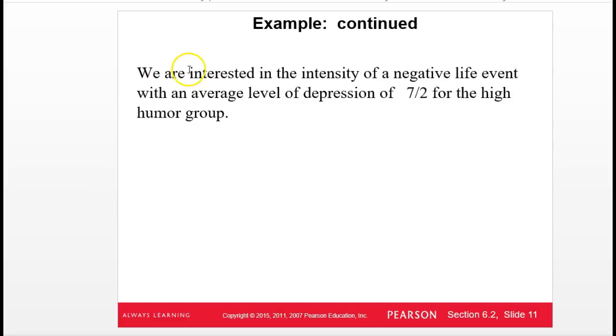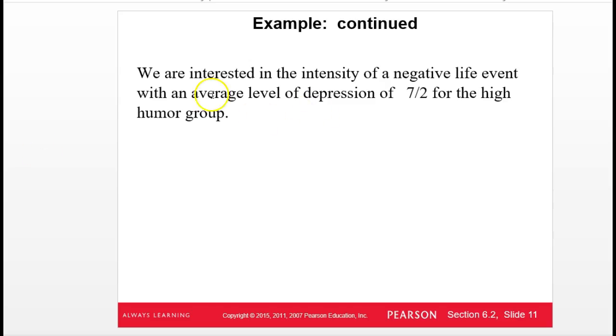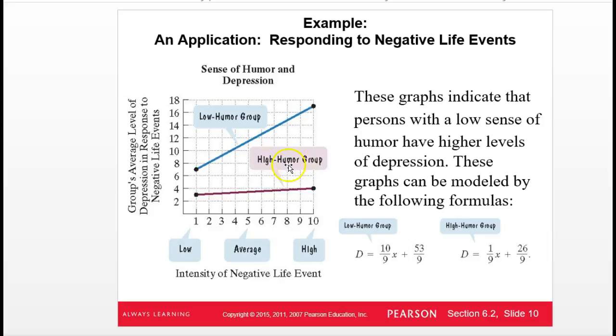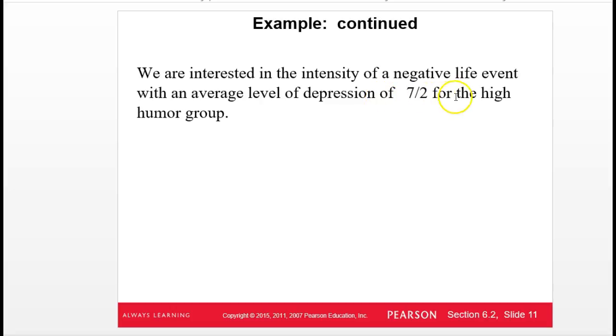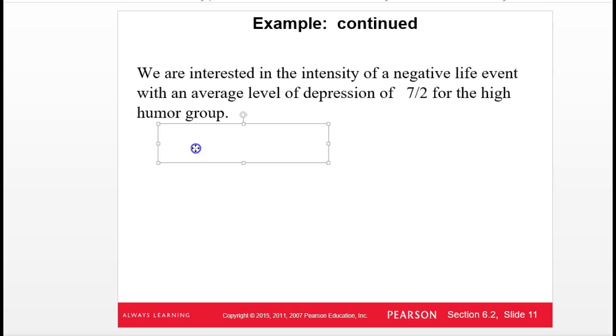All right, what we want to know is, what is the intensity of a negative life event? What is the x value, basically, if the depression response is 7.5 for the high humor group? So this is our high humor group right here. So we're asking if the depression response is 7.5. If we're right here, here's 6, 7.5. What would the intensity of the negative life event have to be to output something that high? So this is the equation we're dealing with for the high humor group. So that's where we're going to start.